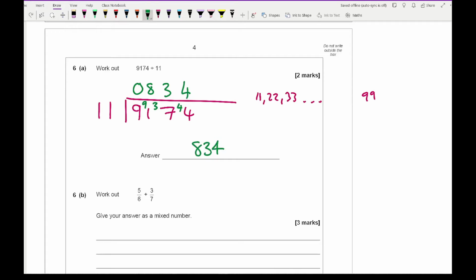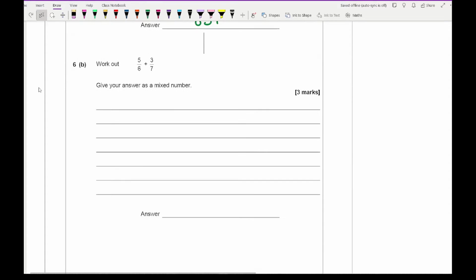Then with question 6b, it's just a case of working out, adding these numbers, writing our answer as a mixed number. So here we want a common denominator because we're adding, and our common denominator here is going to be 42. So if I just write over 42, this first fraction, I need to multiply that by 7, so 5 times 7 is 35. And the second fraction, I need to multiply that by 6, so I get 18 over 42.